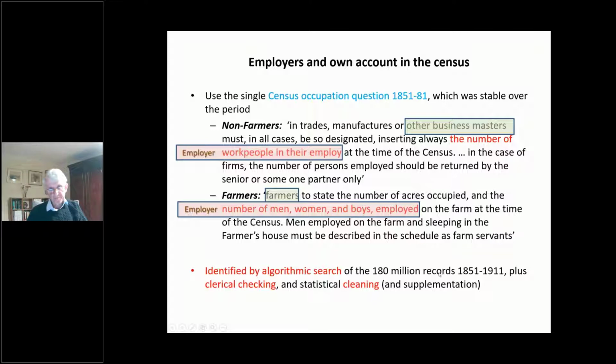And this has been identified largely automatically by algorithms, such as the complete 180 million records from 1851 to 1911 each individually. But there's been a lot of clerical checking and statistical cleaning to make sure that they're as correct as possible in terms of their identification of these people, these employers and own accounts.